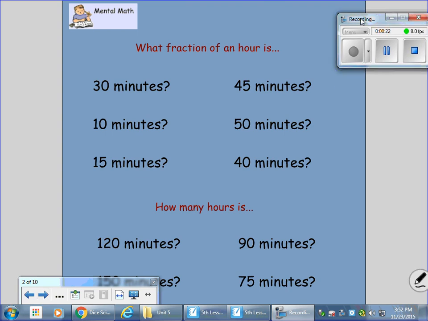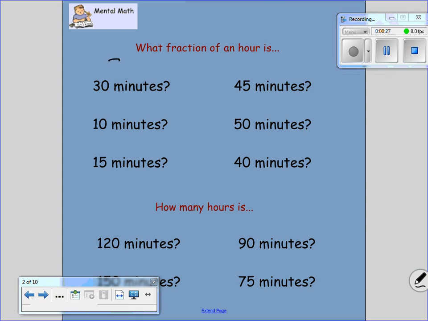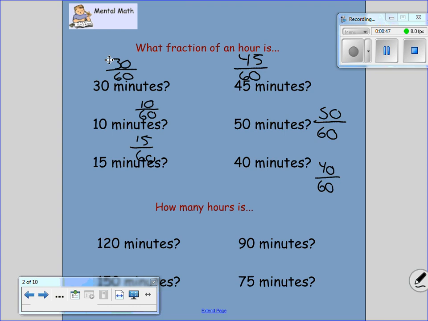What is a fraction of an hour? So all of our denominators would be 60 here. So 30 minutes would be 30 over 60. 45 minutes would be 45 over 60. 10 minutes would be 10 over 60. Once again, we're not reducing yet. 15 over 60. 50 over 60. 40 over 60. Okay. How many hours is 120 minutes?